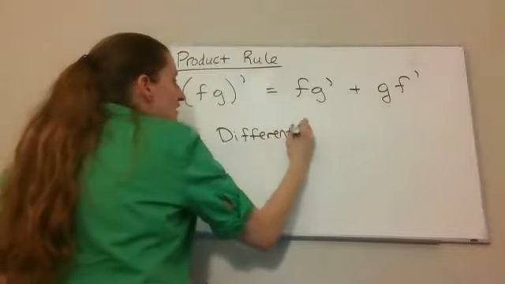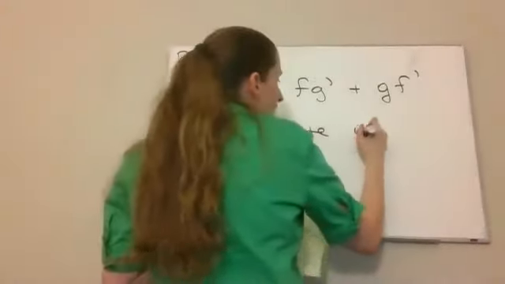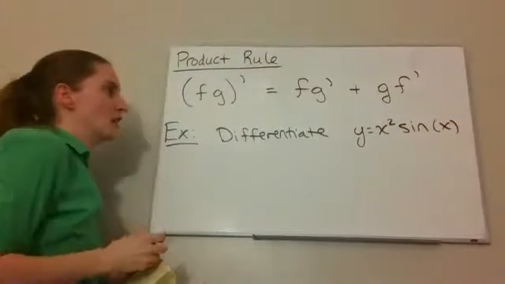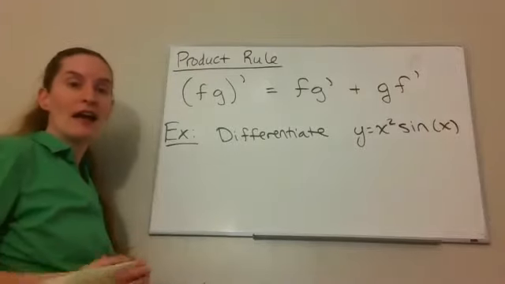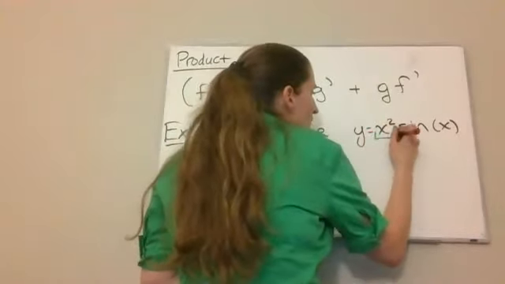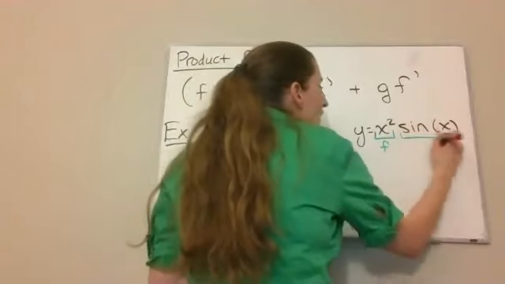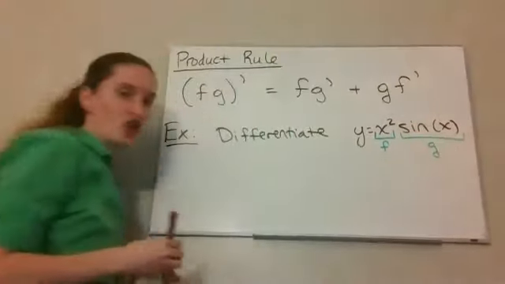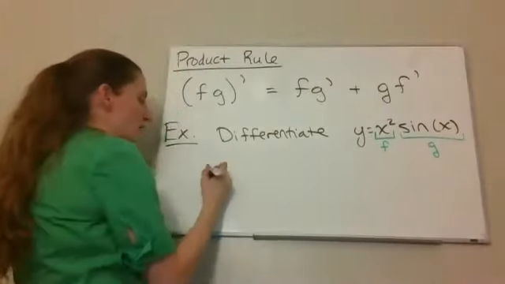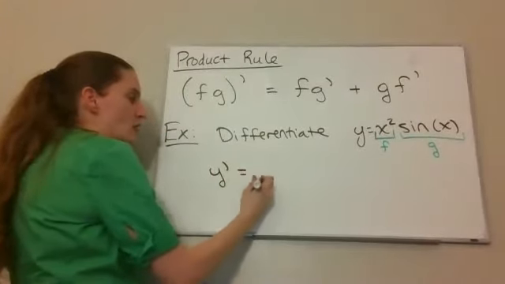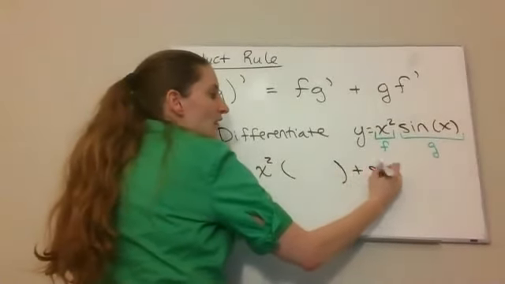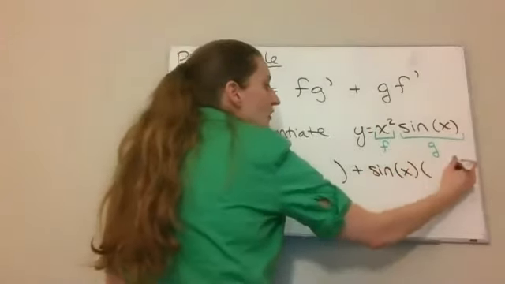Let's differentiate y equals x squared times sine of x. So this is a product rule problem because I have the product of x squared and sine x. So in my product rule, x squared is going to be my f, and sine x is going to be my g. So using this product rule, I now know that the derivative of my y is equal to the first guy times the derivative of the second guy plus the second guy times the derivative of the first.